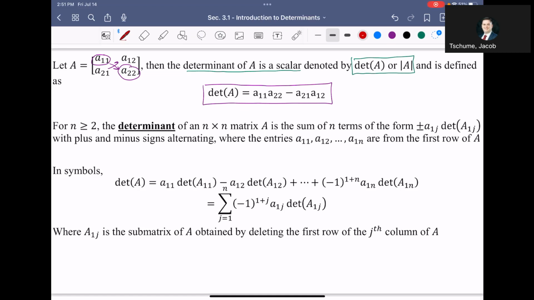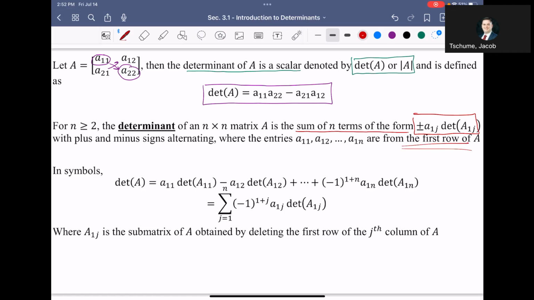So if you want to find the determinant of a matrix that has more than 2 rows and columns, it will be the sum of n terms of the following form, which looks a little weird, but we're going to break it down together. The form is going to be plus or minus a sub 1j times the determinant of capital A sub 1j, with the plus and minus signs alternating, where the entries A11, A12, and so on will form all of the numbers of the first row of A.